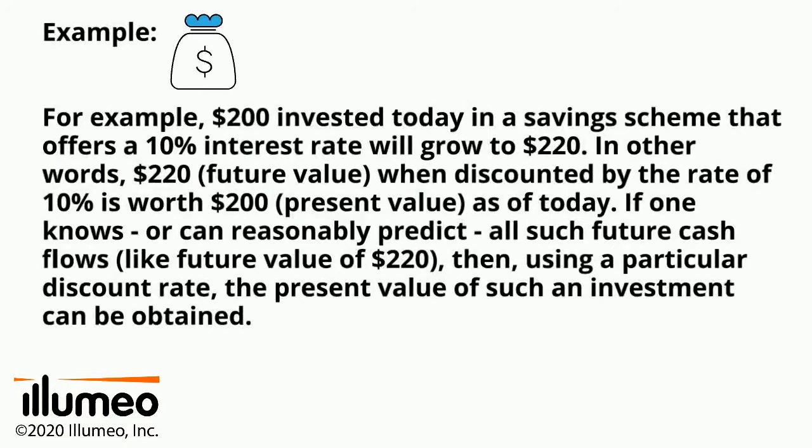Example. For example, $200 invested today in a savings scheme that offers a 10% interest rate will grow to $220. In other words, $220 when discounted by the rate of 10%, is worth $200 as of today. If one knows, or can reasonably predict, all such future cash flows, then, using a particular discount rate, the present value of such an investment can be obtained.